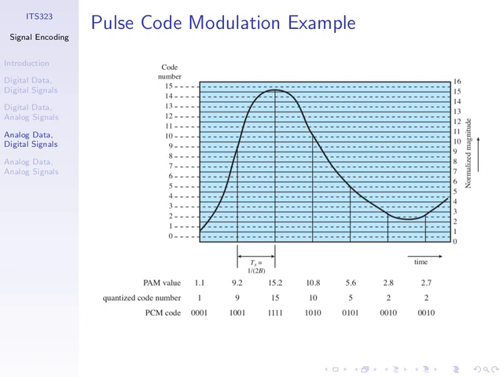So the basic way to deal with that is to produce an output, say a voltage level, at level 1 for the sample period. Then produce the output at level 9. And then at level 15, 10, 5, 2 and 2.